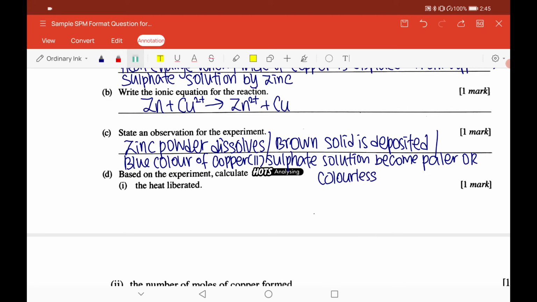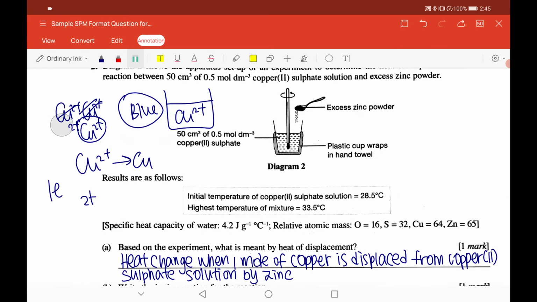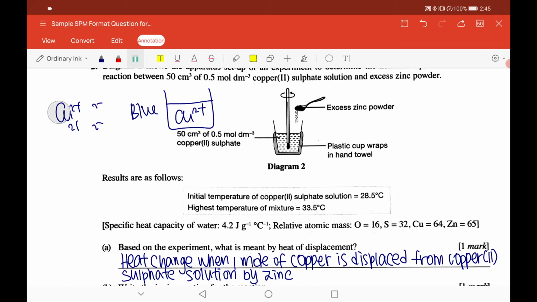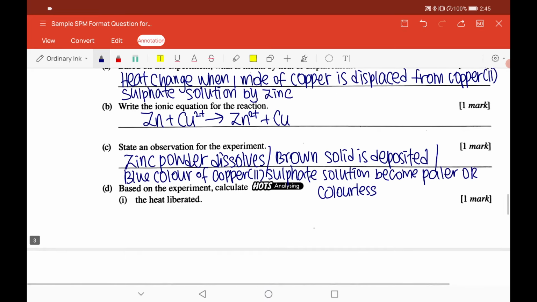Why? Because initially the solution has many Cu2+, so the color is blue. Now some of the Cu2+ convert to become Cu, as you can see from the equation. When some of the Cu2+ become Cu, the number of Cu2+ becomes lesser. When we have less Cu2+, the blue color also becomes lesser. All right, so that is how we give the answer. We have three answers here, you just write one answer will do.